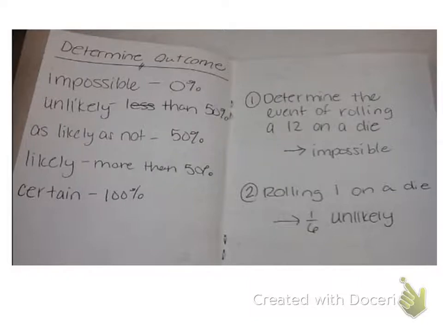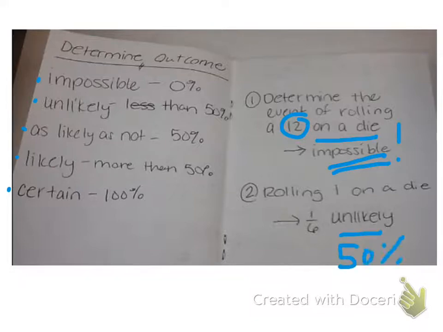Determining the outcome. The first outcome is impossible, that's 0%. Second is unlikely, that's less than 50%. Third is as likely as not, that's 50%. Likely is more than 50%. And certain is 100%. So determine the event of rolling a 12 on a die. That is impossible because there is not a 12 on a die. Rolling a 1 on a die is unlikely because it's less than 50%.